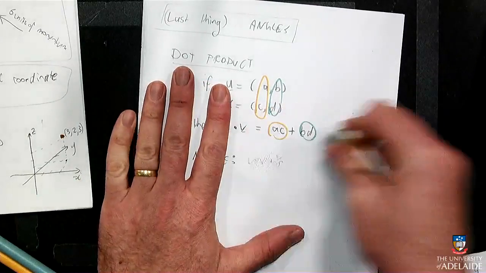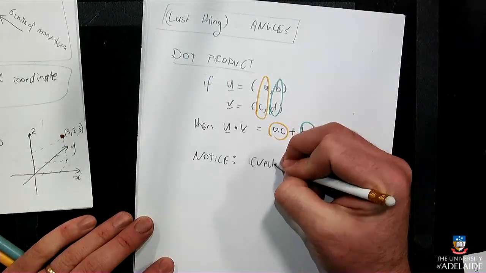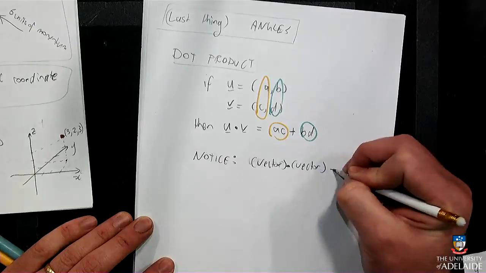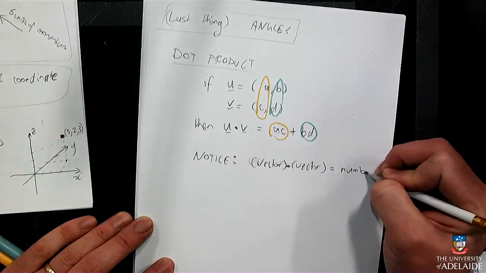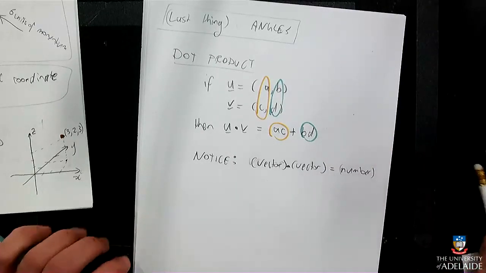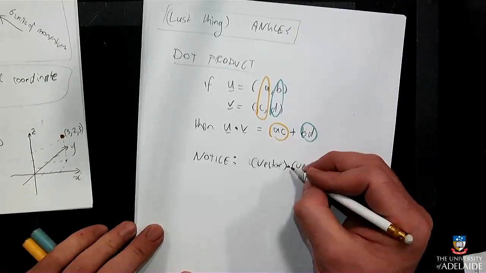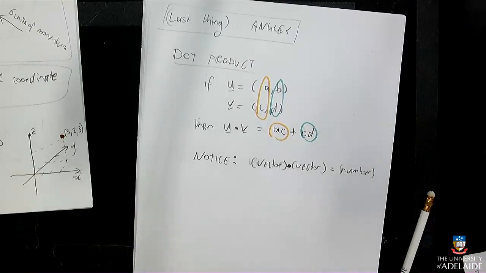Sorry. You'll notice that vector dot vector is a number, or scalar if you like. That's important. You'll also notice that I've very carefully drawn a great big dot. That's important too, because there are other ways to multiply vectors together, and it's called a cross product.